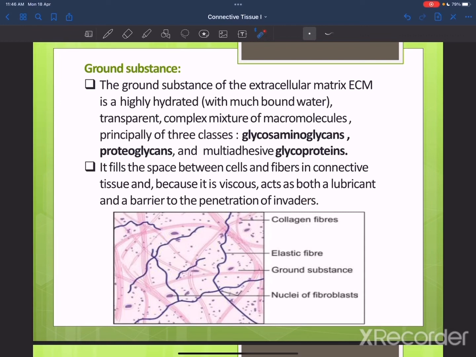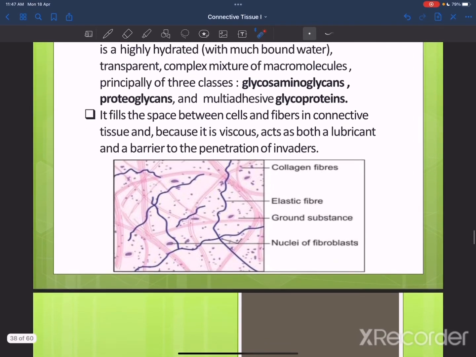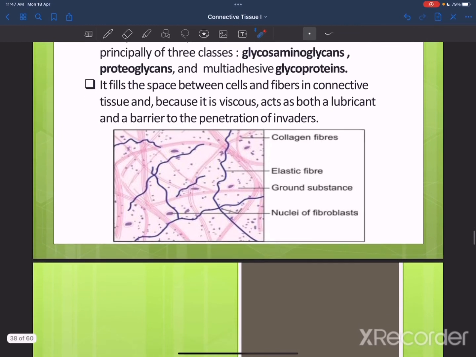So two functions here: supporter, lubricant. It also acts as a messenger: growth factors travel through this ground substance between the cells and the fibers to send messages. So it is the medium through which the messages transfer between the cells and fibers.